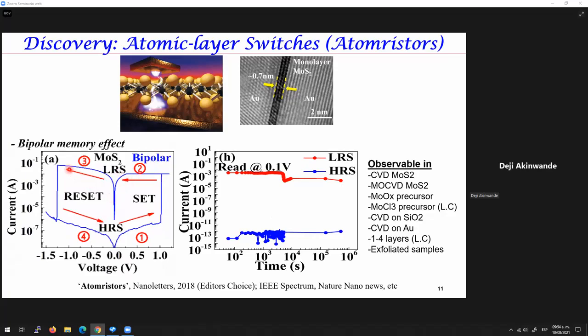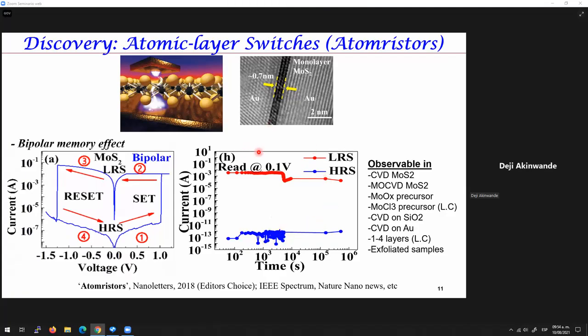And you can return to the original state or reset the device by applying the opposite polarity of voltage. So that is known as a bipolar memory effect. It's a non-volatile phenomenon. So if the memory state is in the high resistance state, which is this blue curve, it's going to stay there. In this particular case, this is about a week long. We've now done measurements that are months long. So we can say it stays there more or less as a non-volatile resistance state almost indefinitely.